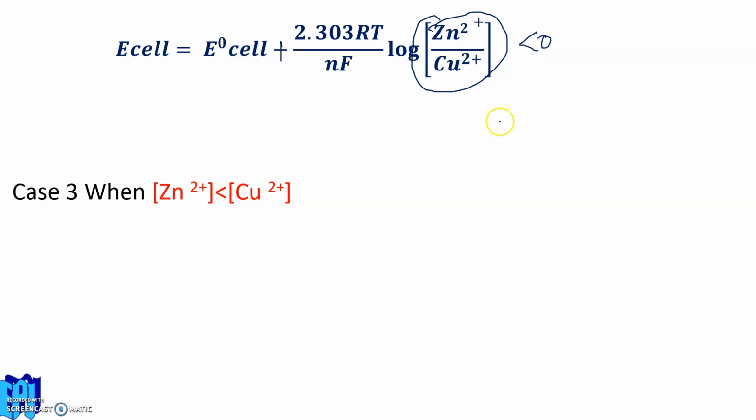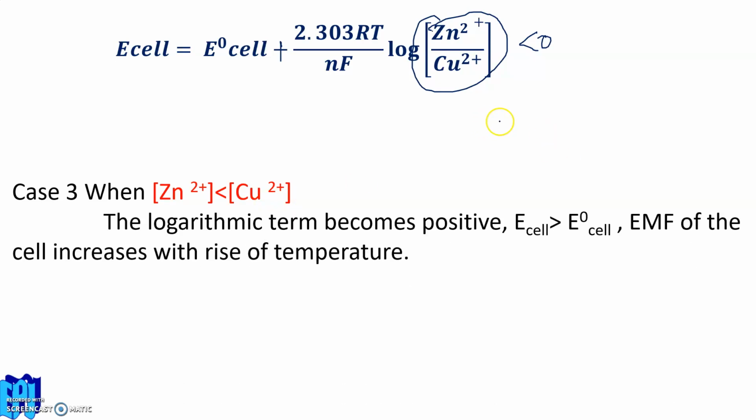when you increase the temperature. That is, the logarithmic term becomes negative, and the E cell value is greater than the E0 value. EMF of the cell increases with rise in temperature. That's about today's class.